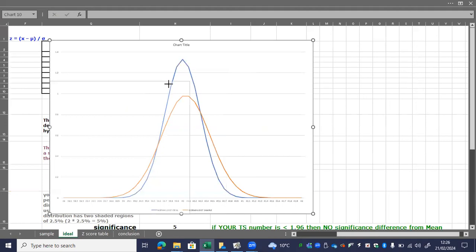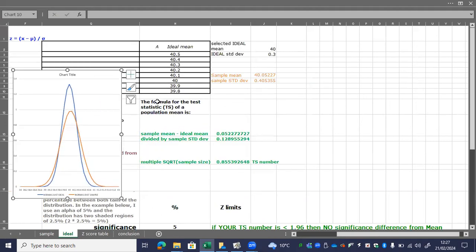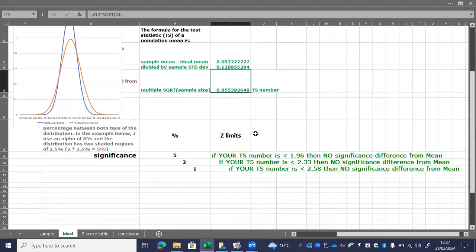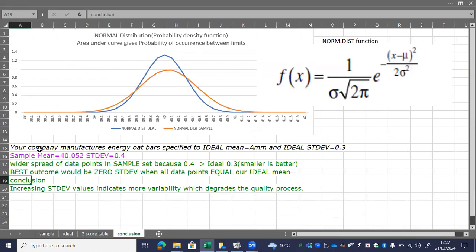But if we go to our test score number, what we've now got is the Excel has automatically updated, and we now get a test score number that's only 0.855. So if we compare 0.855 with our z-score number 1.96, it is less. You can see 0.855 is less than the 1.96 z-score. So we can conclude there is no significant difference from the mean, and in this case, with our particular ideal against the sample, we do support the null hypothesis. So what we can say here is, in this particular case, we've got our ideal to be 40.0. The sample is 40.05. So what we can say is that it is not significantly different, and we can support the null hypothesis.